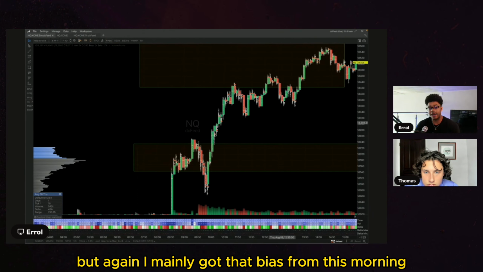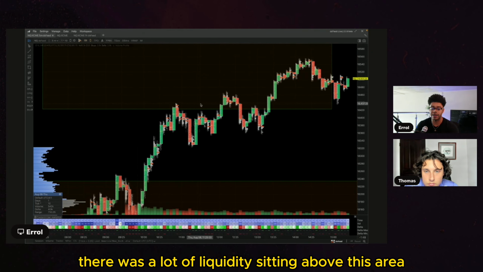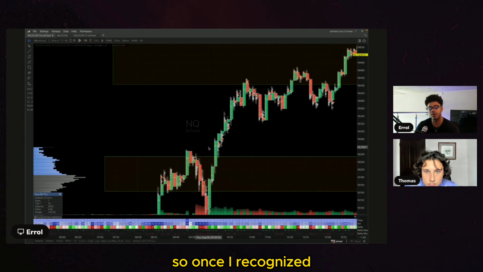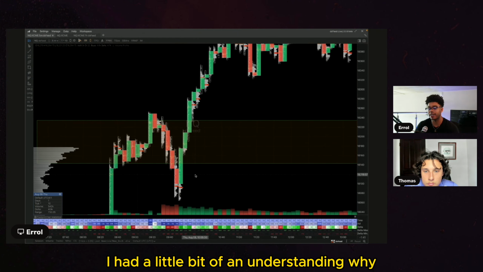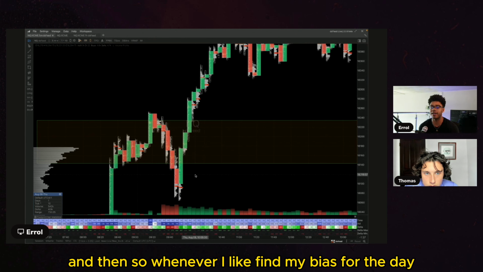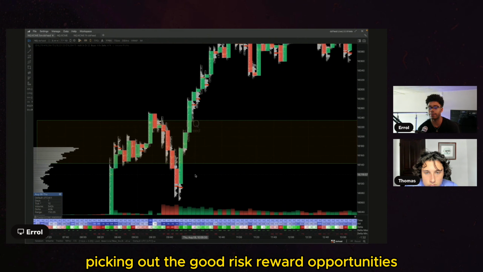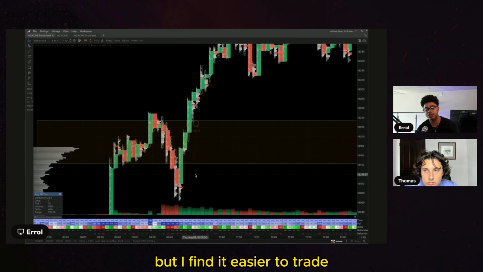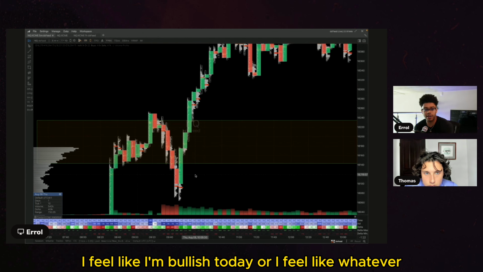But again, I mainly got that bias from this morning, understanding there was a lot of liquidity sitting above this area, and price is attracted to liquidity. Once I recognized shorts were kind of trapped in the morning, I had a little bit of an understanding why I personally had a bullish bias. Whenever I find my bias for the day, that's when I'll then pick out good risk reward opportunities. But I find it easier to trade if you can formulate a bias with evidence to support that claim, rather than saying, I feel like I'm bullish today, or I feel like whatever the case is.